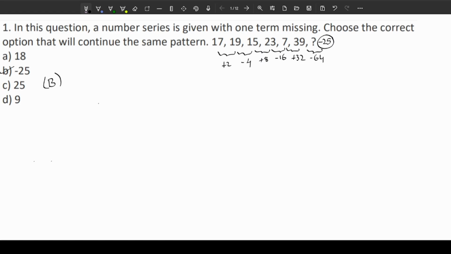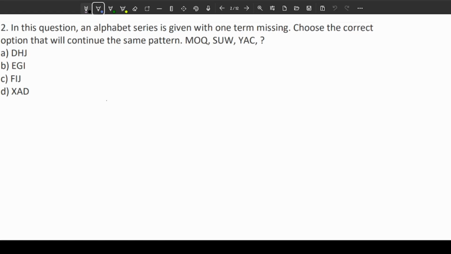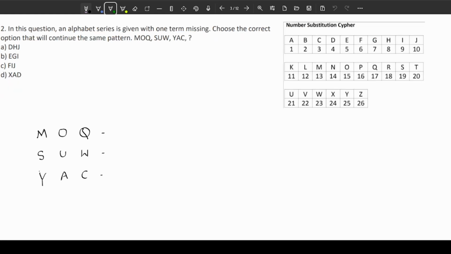Let's go to the next question. In this question, an alphabet series is given with one term missing, and we need to choose the correct option that will continue the same pattern. MOQ, SUW, YAC. For this, we need to understand the position of the alphabets. Let me start writing the positions of the letters. M 13, O 15, Q 17. 13, 15, 17, it is increasing by 2. That is what I can understand.